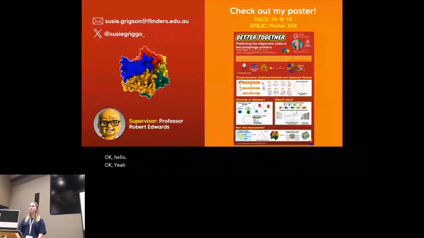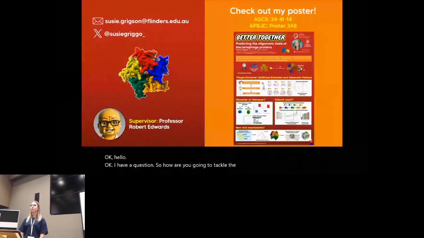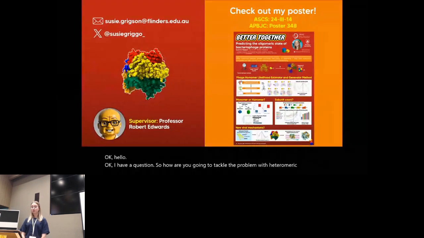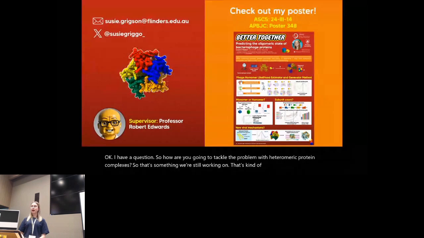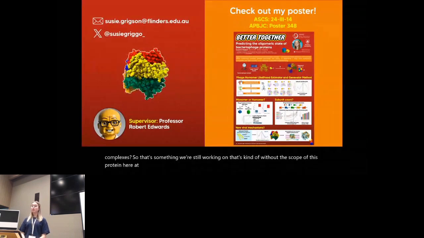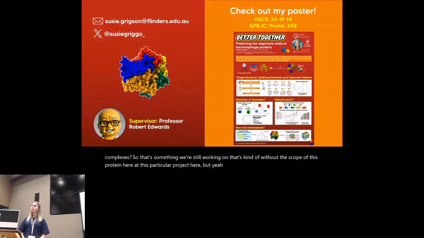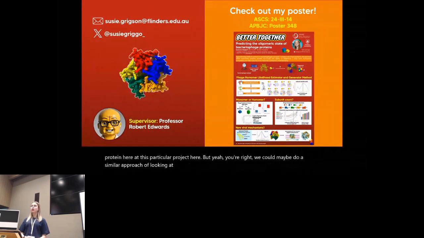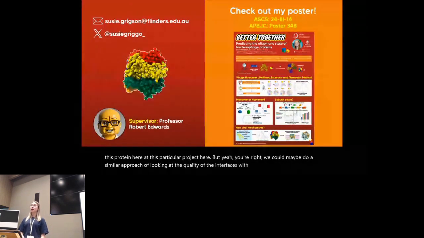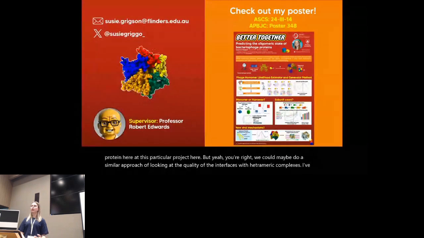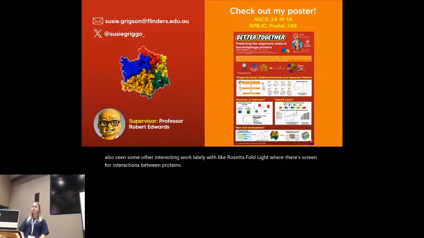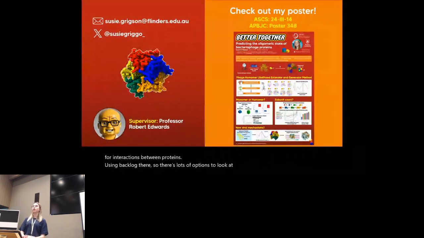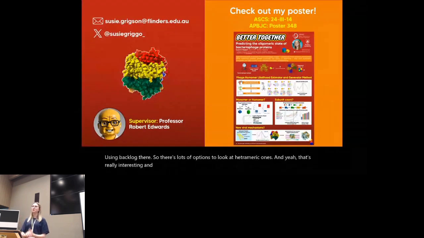So, how are you gonna tackle the problem with heteromeric protein complexes? So that's something we're still working on. That's kind of outside the scope of this particular project. But yeah, you're right. We could maybe do a similar approach of looking at the quality of the interfaces with heteromeric complexes. I've also seen some other interesting work lately with RosettaFold Light, where they've screened for interactions between proteins using that model. So there's lots of options to look at heteromeric ones, and that's really interesting and something we're still trying to scale up towards.